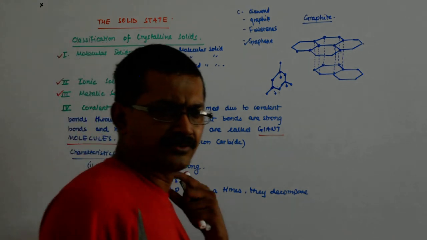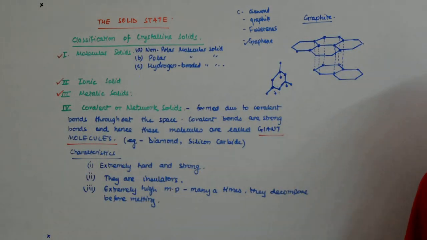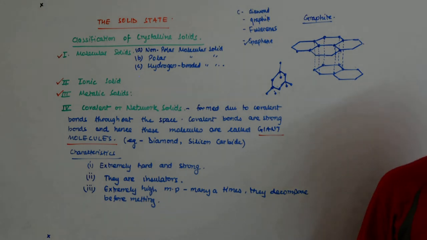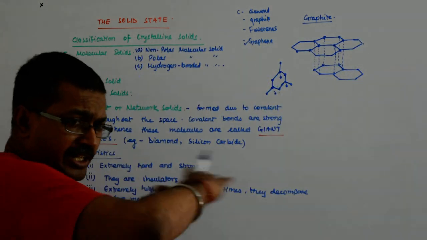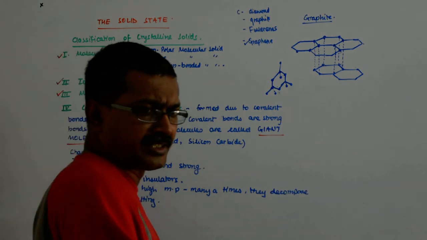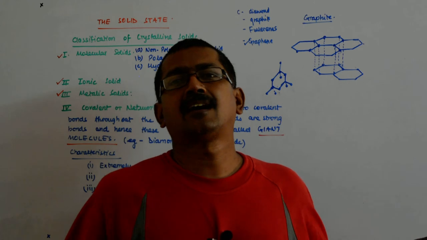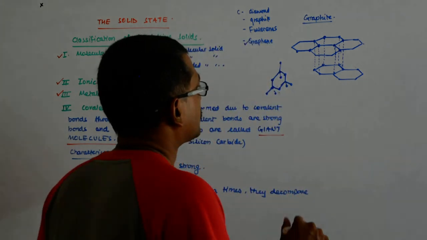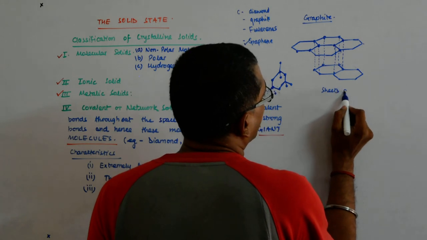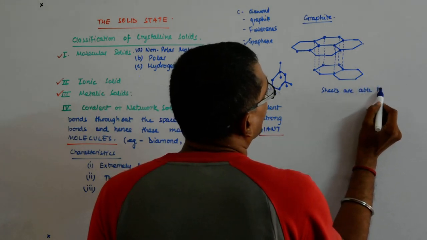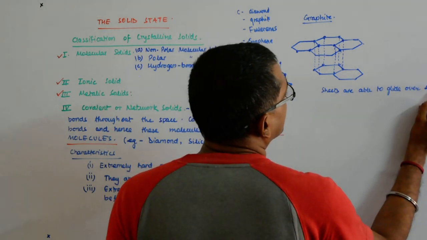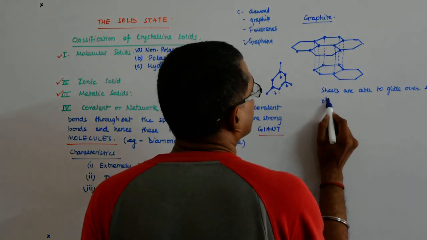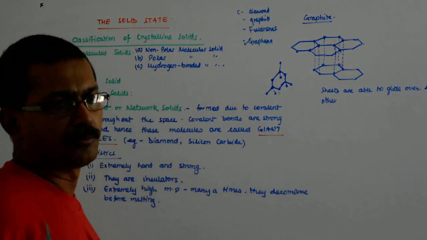Because each carbon leaves an electron. Now these electrons, since they are far away, they are not able to bond properly. But still they are strong enough to hold themselves as sheets. Now that is the whole beauty. So there is a sheet of carbon molecules, and there is another sheet, and another sheet, and they are able to glide over each other, and then that gives you a marvelous thing.